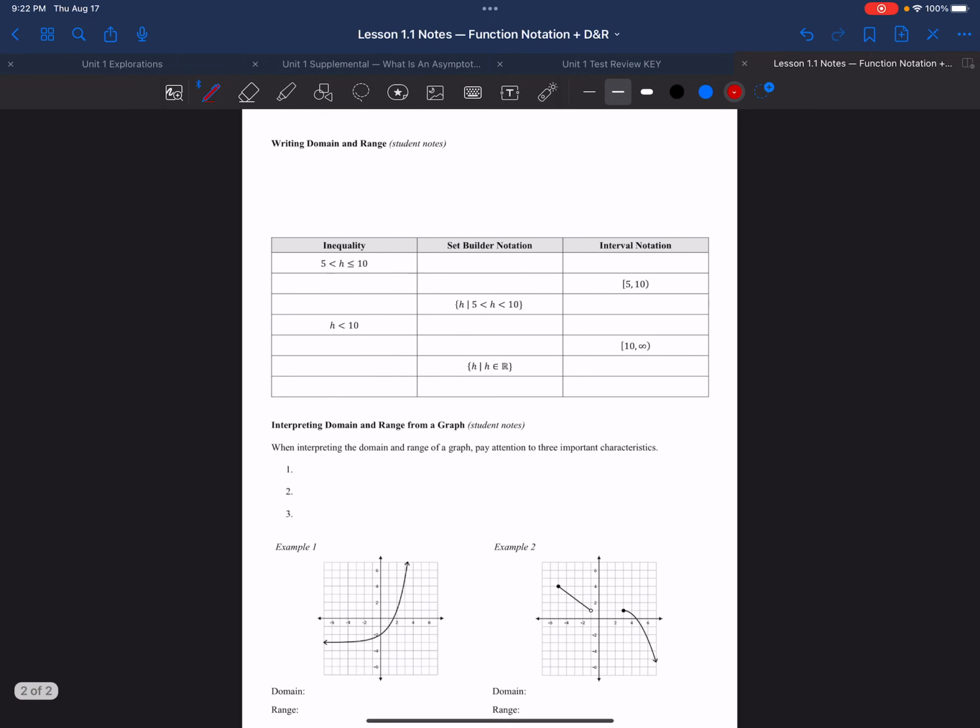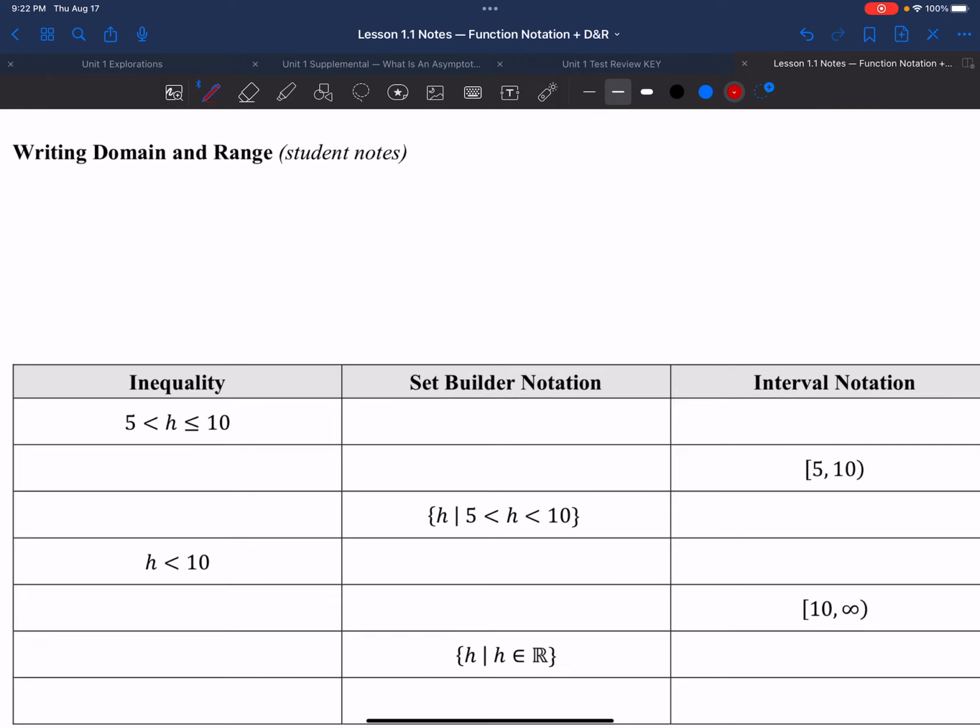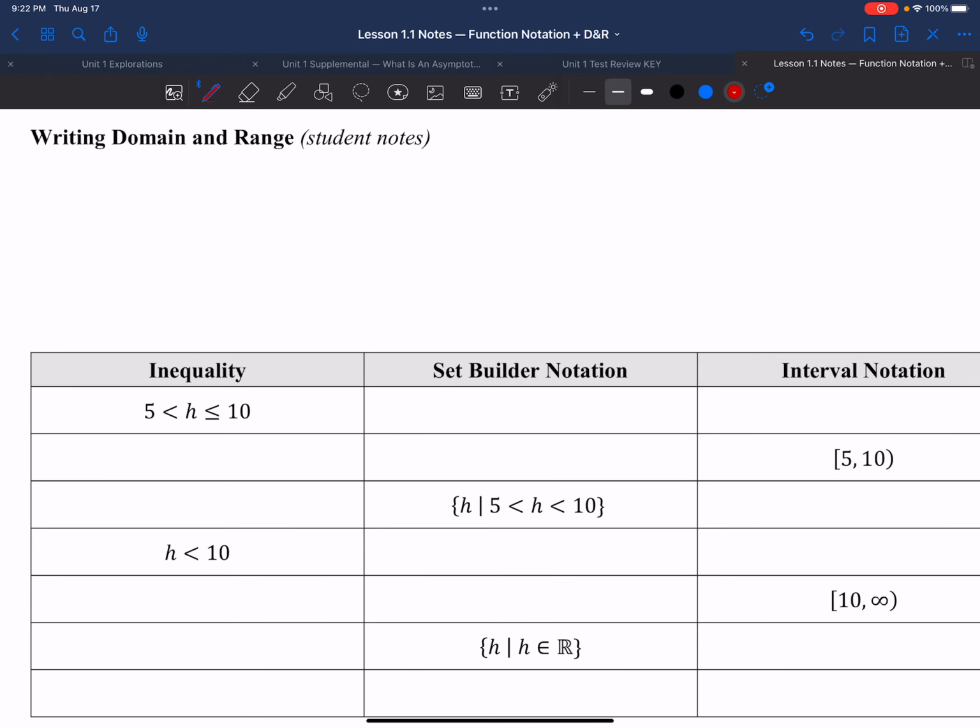Moving on, second page, writing domain and range. I'll try to be quick with this. I took a long time explaining this in class, and I don't think I needed to. So writing domain and range, there's really 3 ways, okay? There's inequality, there's set notation, and there's interval notation. You are very familiar with inequality notation, or at least you should be.